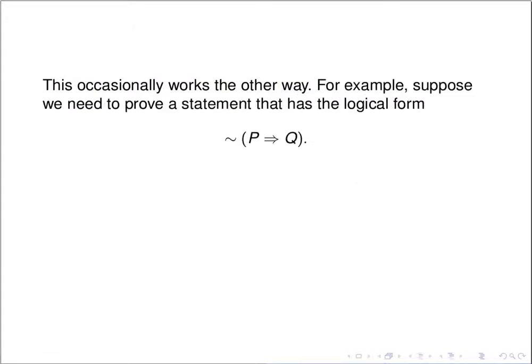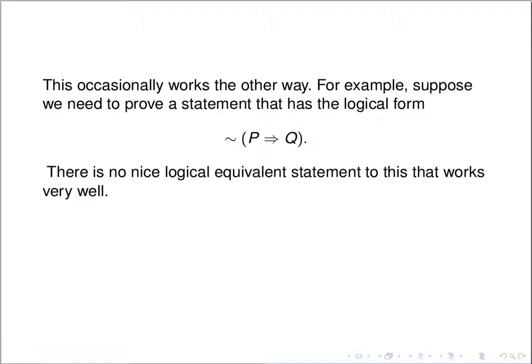So this occasionally works the other way in this following sense. Let's suppose that we need to prove a statement that has the logical form of the negation of an implication, so it's of the form not (p implies q). There's really no nice logical equivalent to this statement that works very well. You could go through the process of writing the implication as not p or q, and then negating that to get p and not q and trying to prove that. But again, it can get a little bit clunky, so that's certainly a procedure.